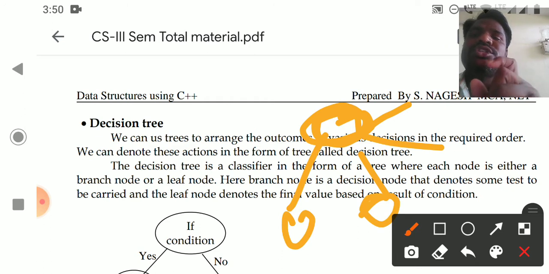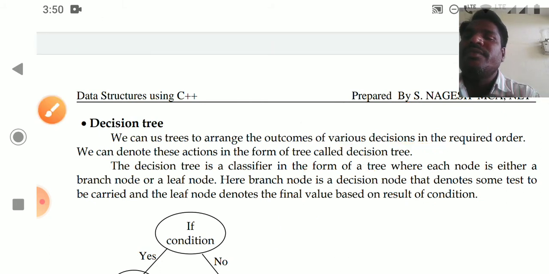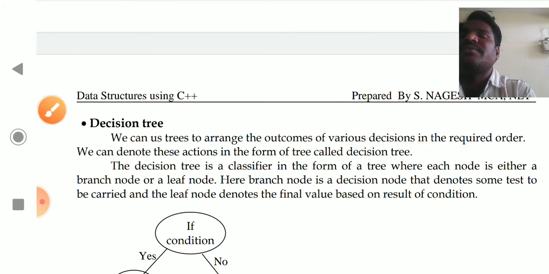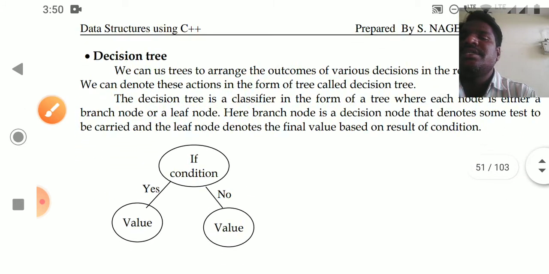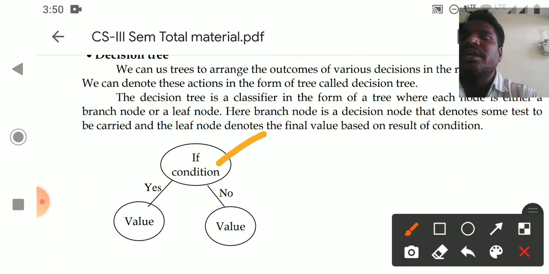What are the possible values, what is the relation of the possible values, what is the value? The outcomes will be at the end. So this is a decision tree. That means we can denote these actions in the form of trees, called a decision tree. What is the outcome of the decision? For example, here there is a condition. If the condition is true, one value; if the condition is false, another.